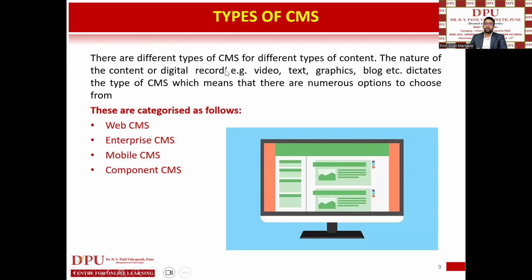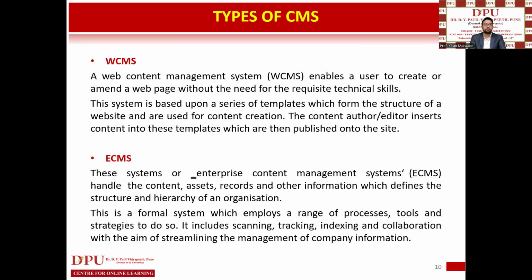So there are different types of CMS for different types of content, depending upon the digital records you are using. Either it is related to video, text, graphics, blogs, etc. So these are the categories which come under CMS: web CMS, enterprise CMS, mobile CMS, and component CMS. These are the four types of CMS available.